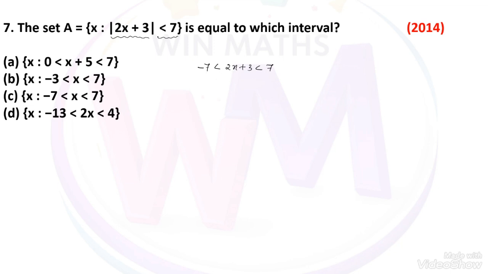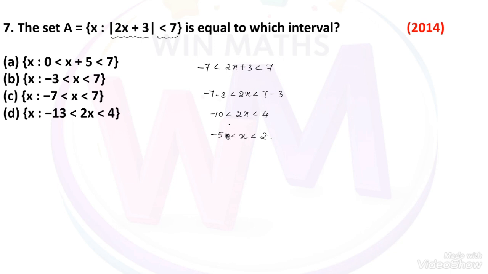First, simply solve this. Take plus 3 on both sides. Minus 7, when taking to the left side, becomes minus 3 for 2x. Take plus 3 on this side, it becomes 7 minus 3, so minus 7 minus 3 becomes minus 10 less than 2x less than 4. Again, we have to solve for x. Divide the whole equation by 2. We will get minus 5 less than x less than 2.